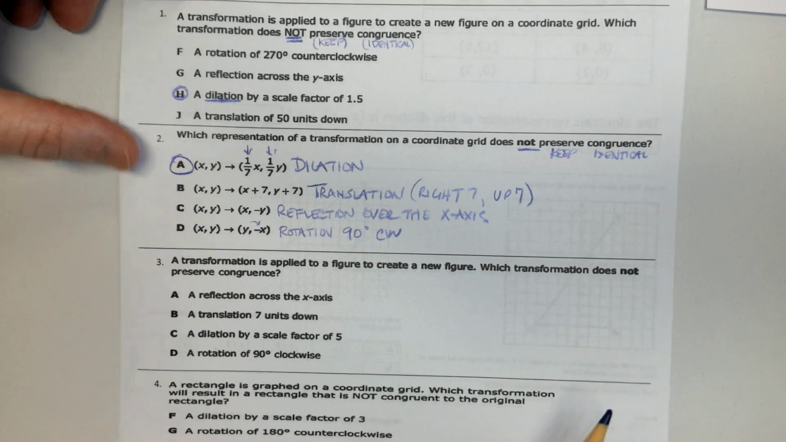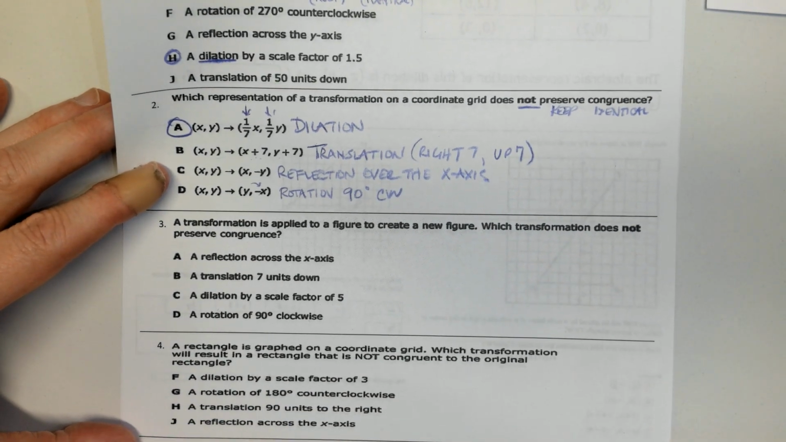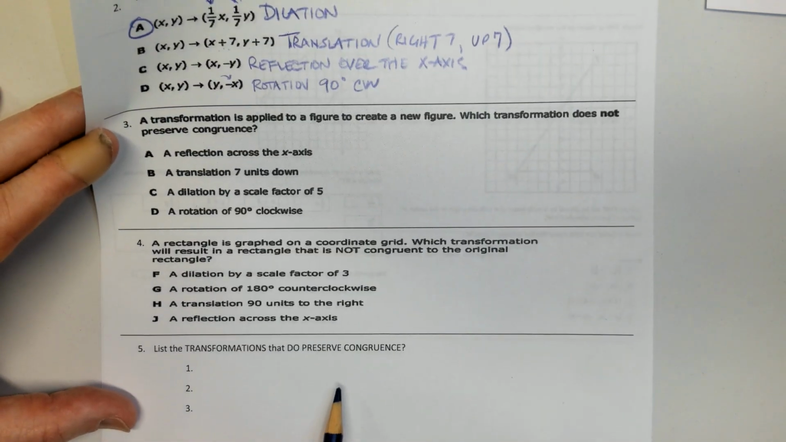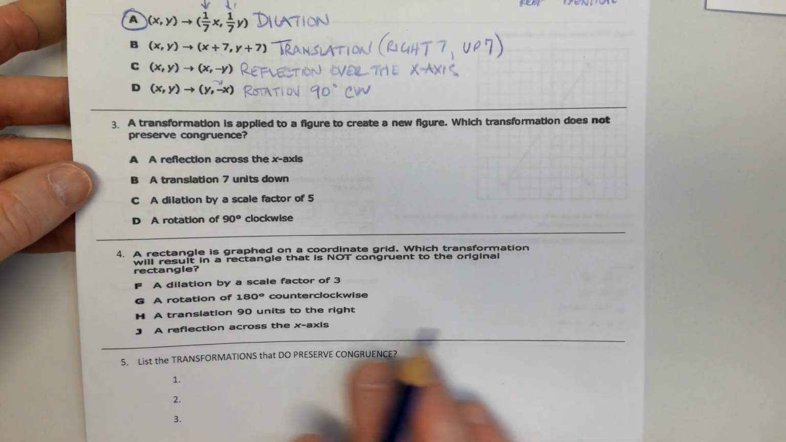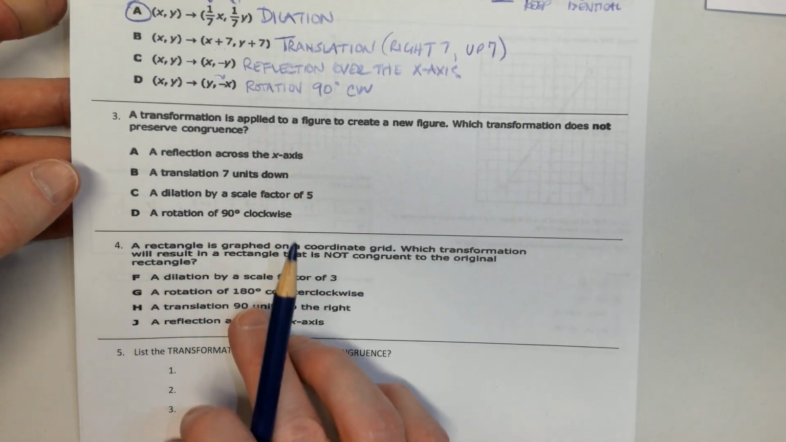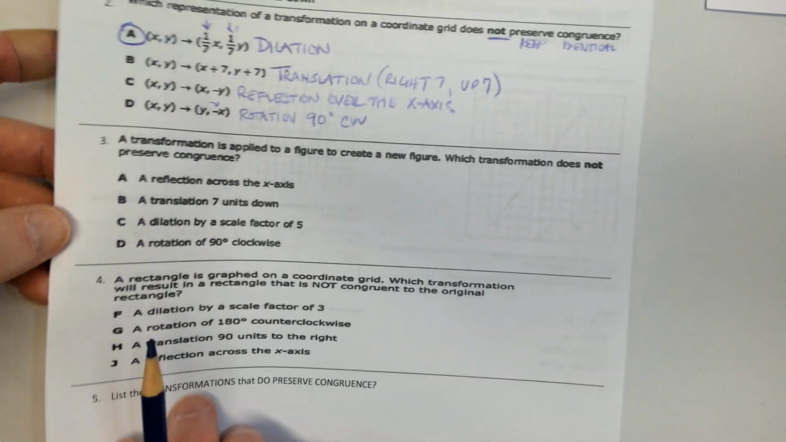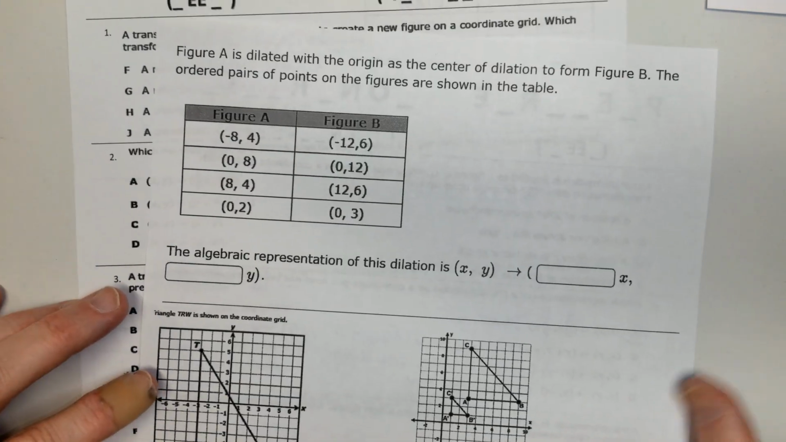I'm going to let you do 3, 4. List the 3 transformations that are not dilations at the bottom, because they are the ones that do preserve congruence. They are the ones that do keep them identical. Okay, once you get through with those 3, I'll give you about 1 minute, and then we're going to turn it over on the back. Thumbs up when you're there.